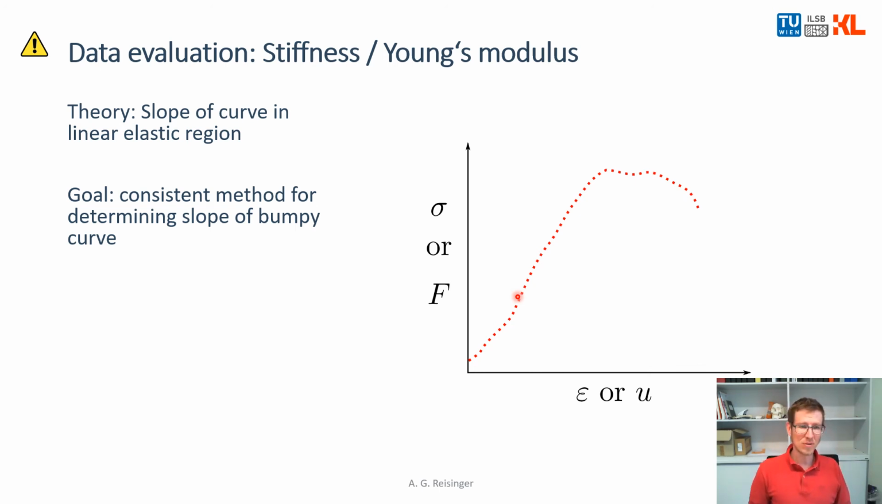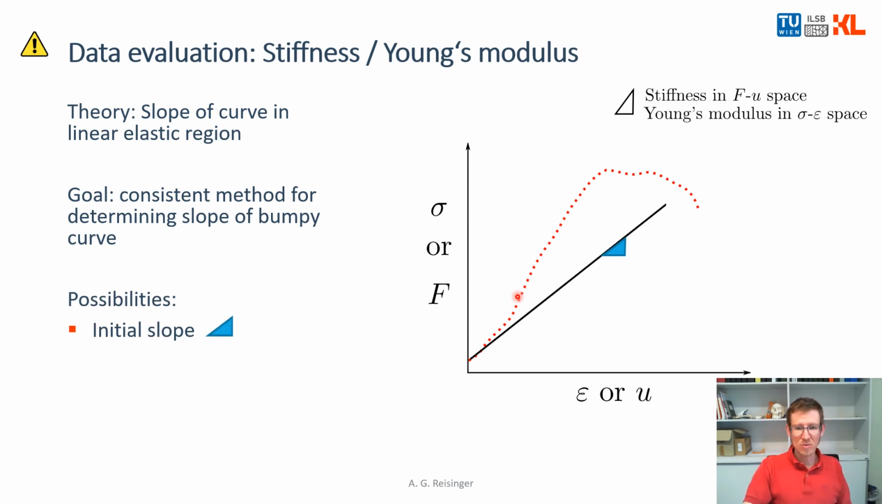And there are different possibilities, but in general we would like to use a strategy that is consistent and can be used consistently for a study. So imagine you have 10 samples, and you would like to extract Young's modulus of these 10 samples in a consistent way all the time.